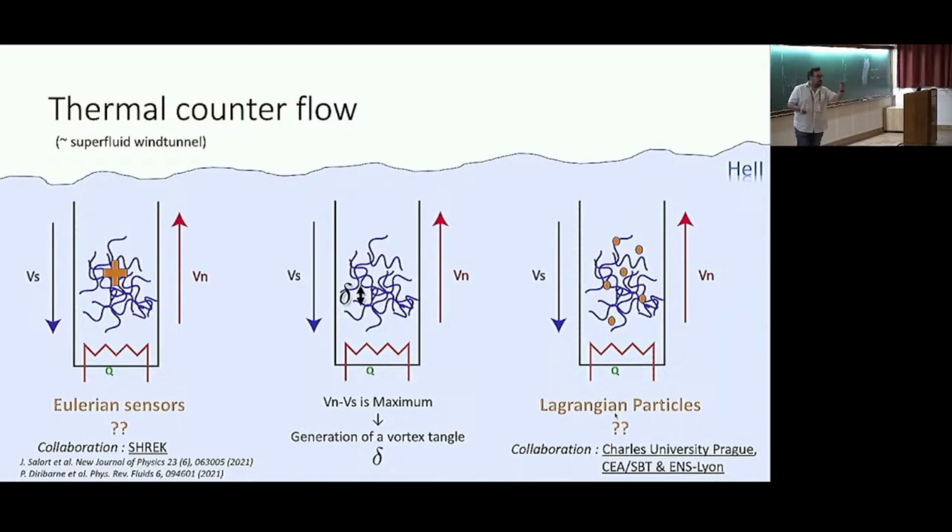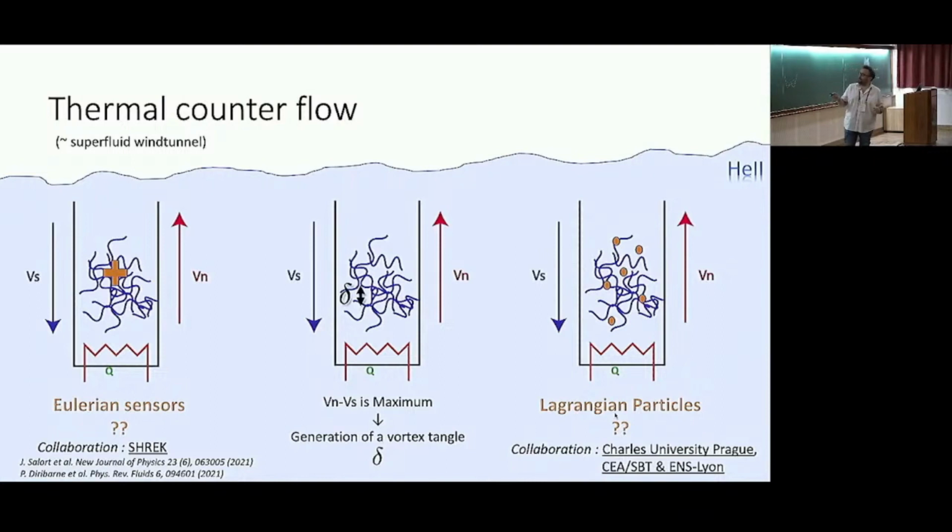So that means if we seed the flow with particles, and we let them evolve and we look at them, well, the same question is still valid. What will push these particles? Either Vn, or Vs, or a combination of both. The quantum vortices, what will be their role?